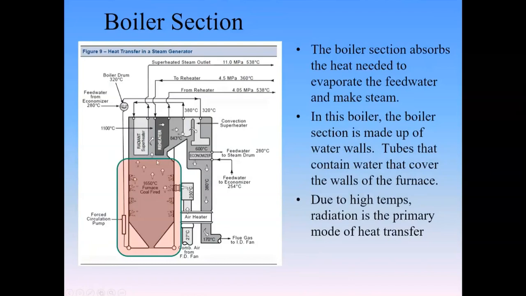That would be our primary form of heat transfer in this section of the boiler. Okay, high temperature, generally going to be radiation is the number one pathway.